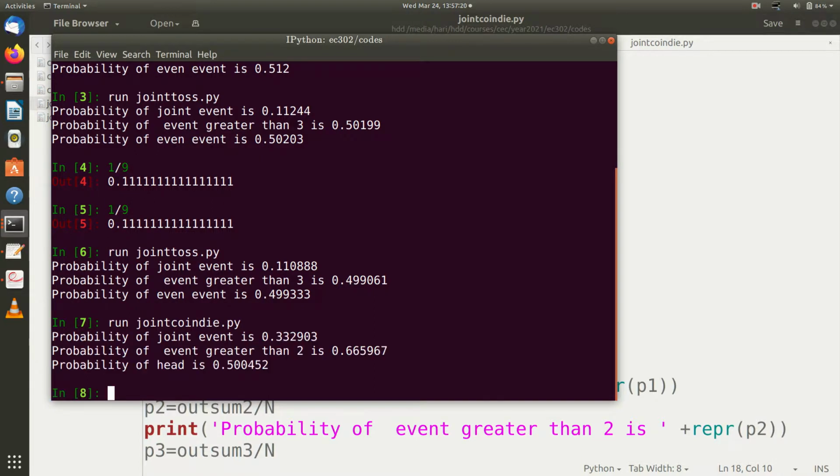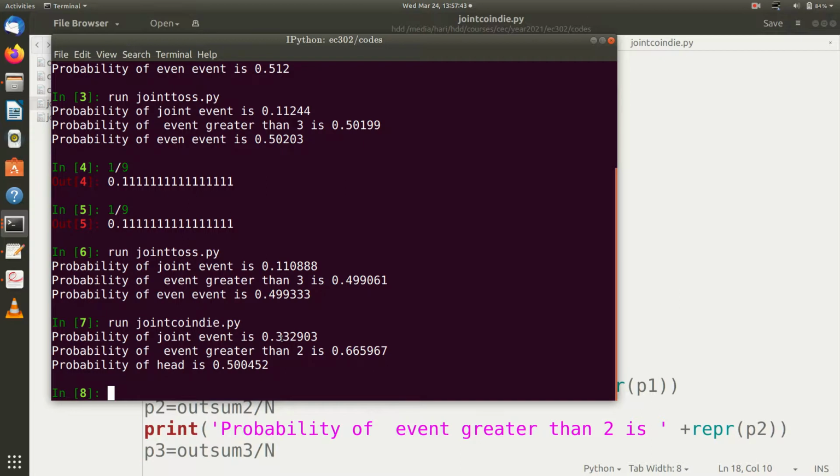Now here you can see that this joint probability P(A,B) is nearly 1 by 3, 0.332903, and the probability of this is 2 by 3 and this is 0.5. Now this is my P(A,B), this is my P(A) and this is my P(B). These two are marginal probabilities and this is a joint probability.